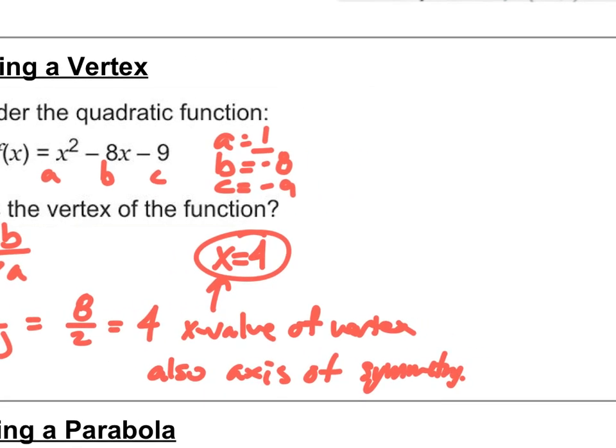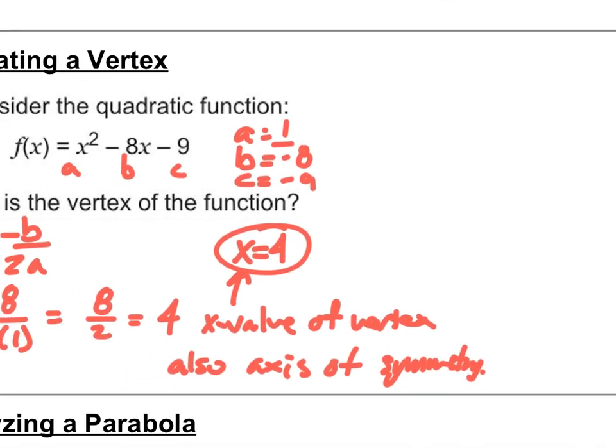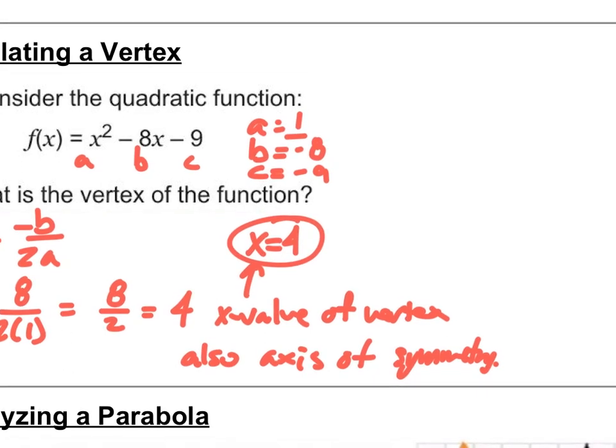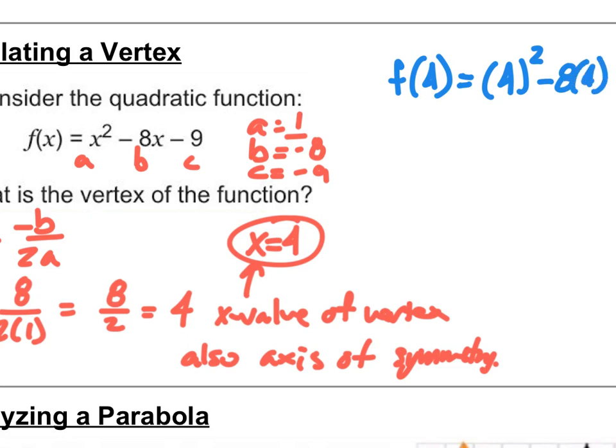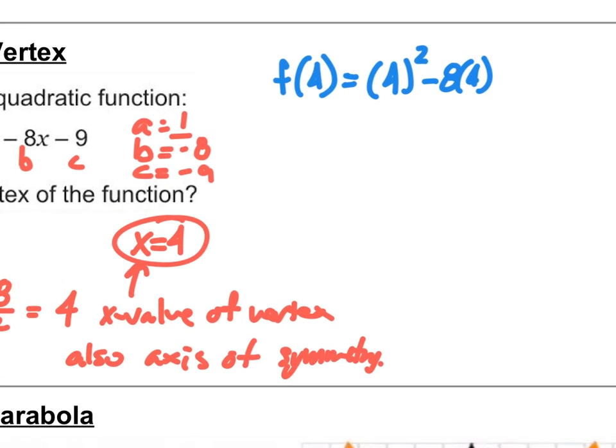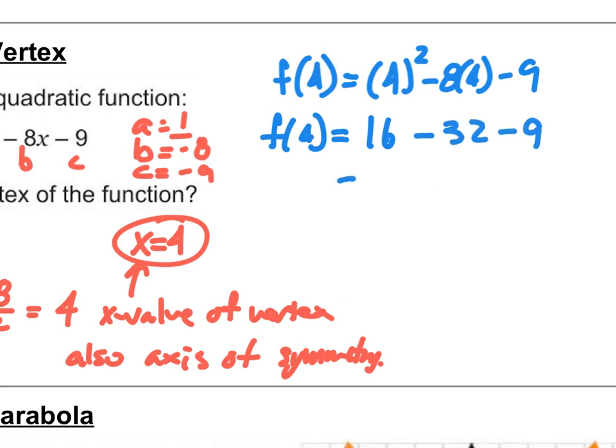Okay. Now the next thing I want to do is find the y value when x is 4. So I'm going to find f of 4. All right, I'm going to plug that in. So then we get the quantity 4 squared minus 8 times 4, and then minus 9. Okay, and so then f of 4, if we continue to evaluate this, is 16. 4 squared is 16 minus 32 minus 9. And so let's see what that gives us.